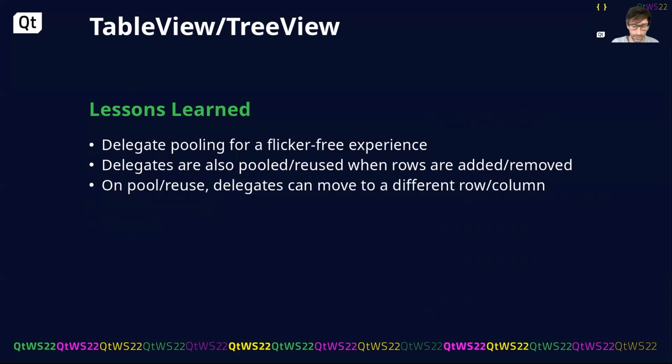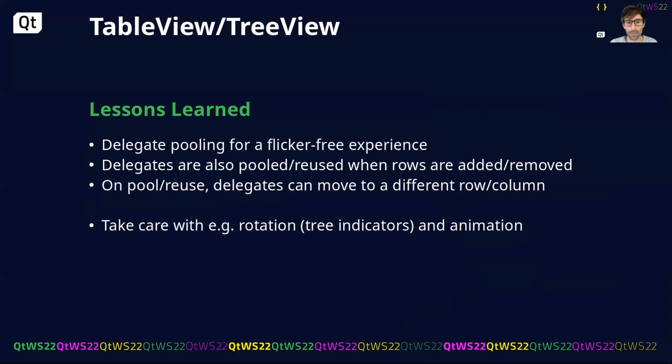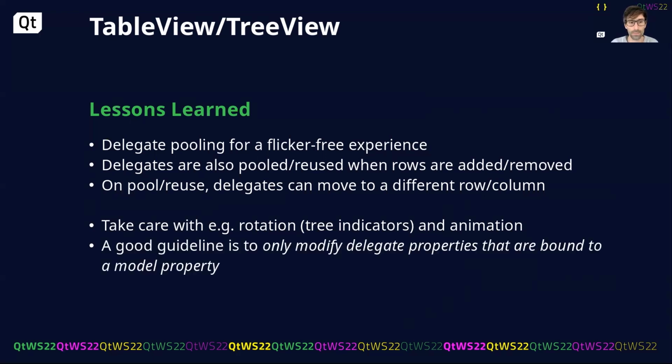And delegates can move around in the view when they are being pooled. This does mean that you have to take care if you're, for instance, rotating something like a tree indicator. This can mean that the tree indicator moves to a different row. So suddenly the tree indicator of the wrong row is rotating. So you have to pay attention to this. A good guideline is to only modify delegate properties that are bound to a model property. This is a really general rule, but for instance, for the rotation, if you want to rotate the tree indicator, you have to store the rotation value in the model.